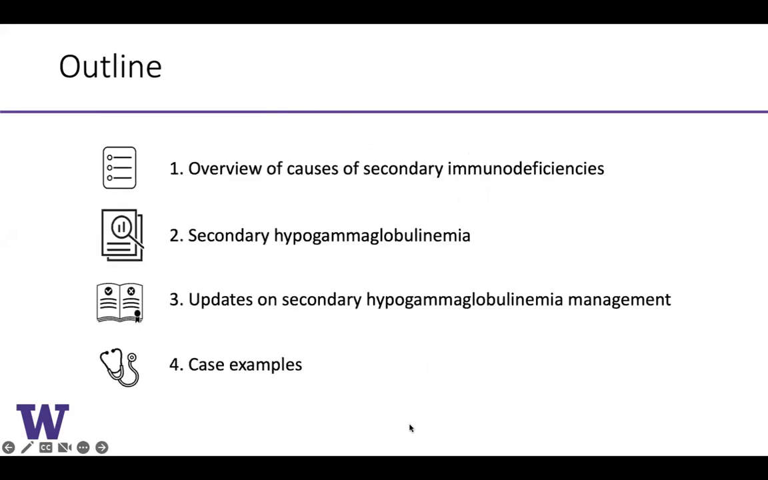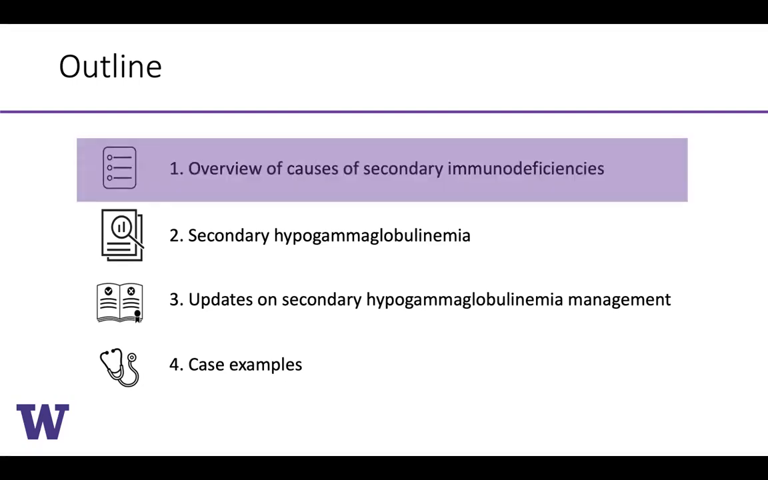I have no disclosures. And so the outline for the talk today is start with a broad overview of causes of secondary immunodeficiencies. Then we'll focus most of the talk on secondary hypogammaglobulinemia, which is probably the most common type we see in clinic. Go specifically over a recent set of updates that the QuadAI has released on management of secondary hypogammaglobulinemia, and time allowing finish with just a few illustrative cases.